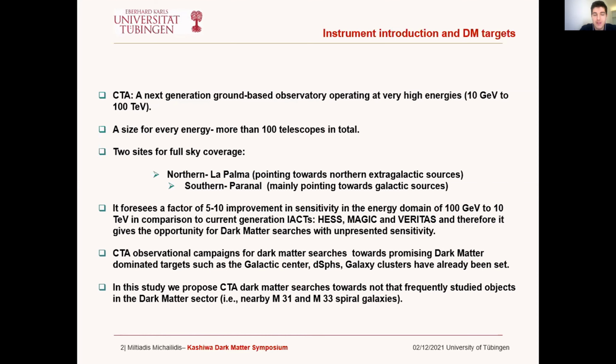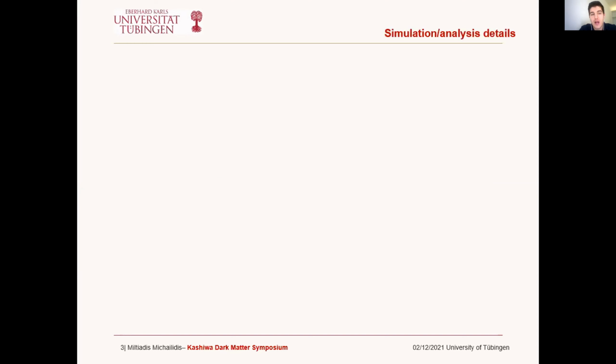In the context of this work, we have selected dark matter targets that are not that frequently considered in the literature, which are the M31 and M33 spiral galaxies. We would like to see what the expected sensitivity of CTA is, even towards dark matter targets that are not that close in distance, such as the galactic center, and not that highly dark matter concentrated. First of all, I will give an introduction to the software that we have used.